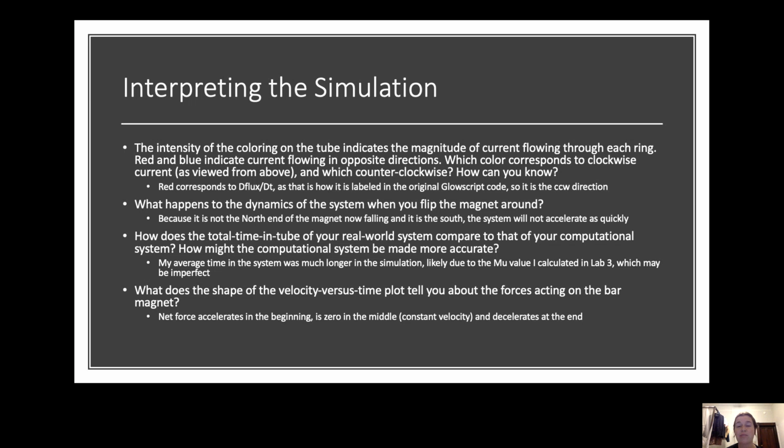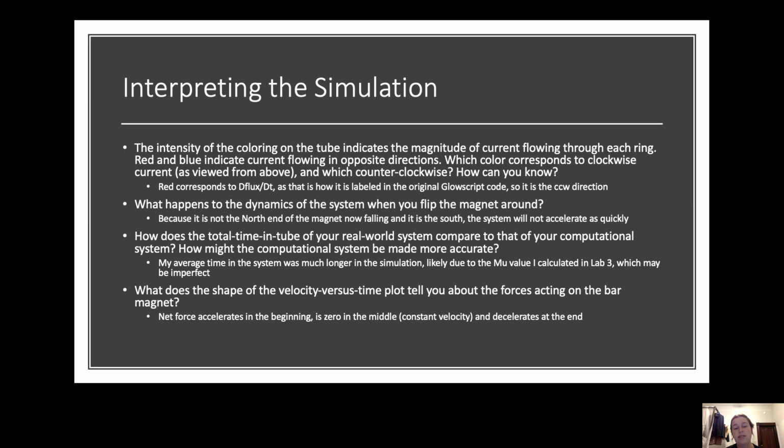What happens to the dynamic of the system when you flip the magnet around? The magnet is falling north. So because it's not the north end of the magnet anymore, it's the south, the system will not accelerate as quickly because the gravitational pull is not the same on the magnet.